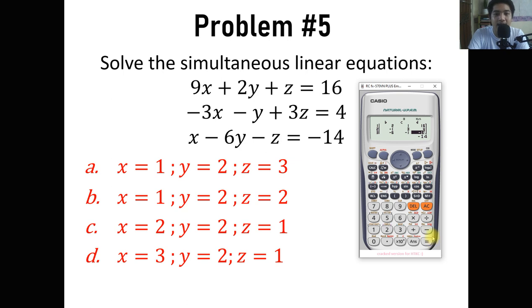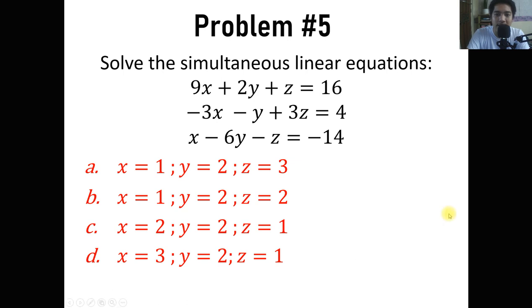So we are asked to find the value of x, y, and z. The value of x is 1, so C and D are not the correct answer. It's either A or B. y equals 2, still either A or B. And z equals 3. So the correct answer is x equals 1, y equals 2, z equals 3, so definitely that's letter A.